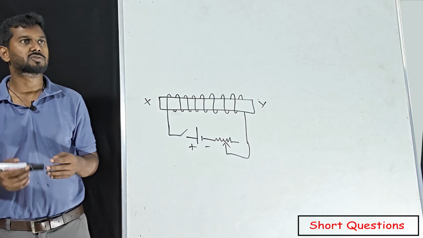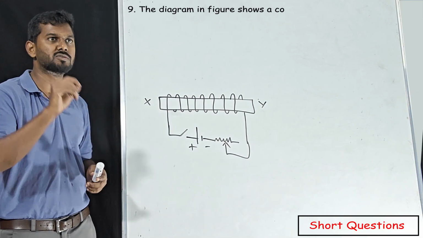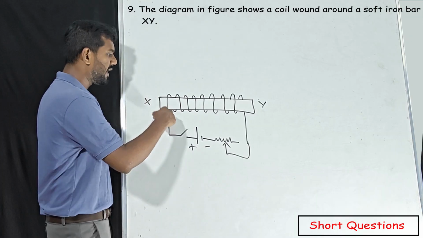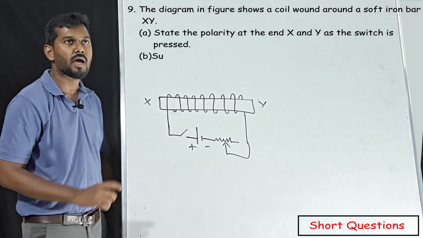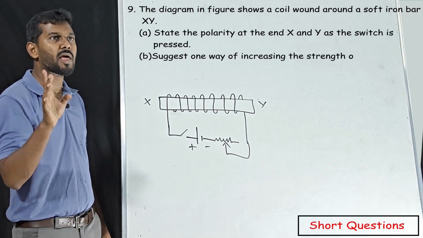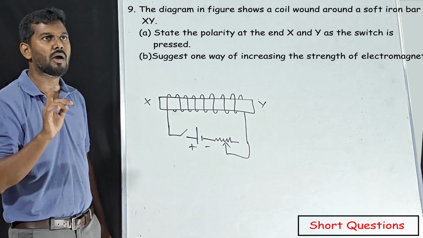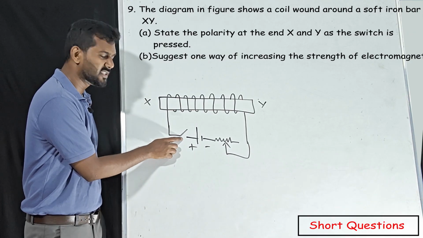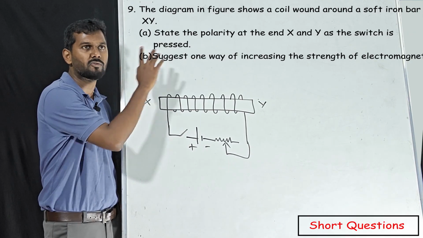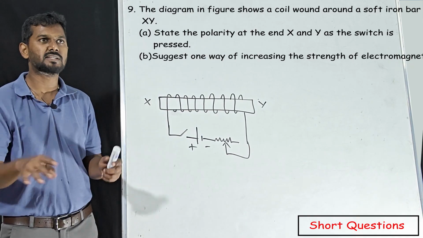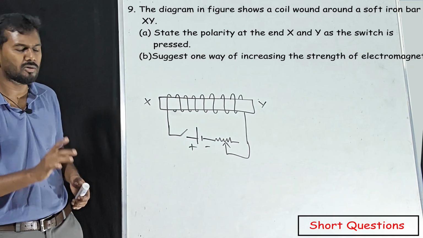Our next question: the diagram in the figure shows a coil wound around a soft iron. So this is a soft iron, the coil is wound around it, that is XY. State the polarities of ends X and Y as the switch is pressed. This is a key. Key is nothing but a switch. When you press the switch, current flows and we have to find the direction of the magnetic field. They have one more question that we'll talk about later.